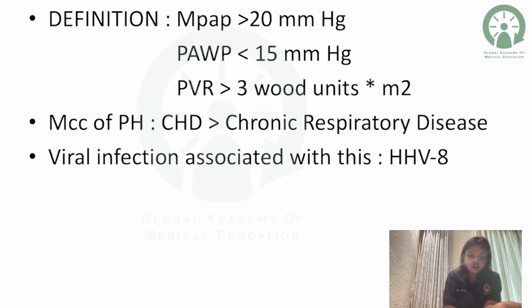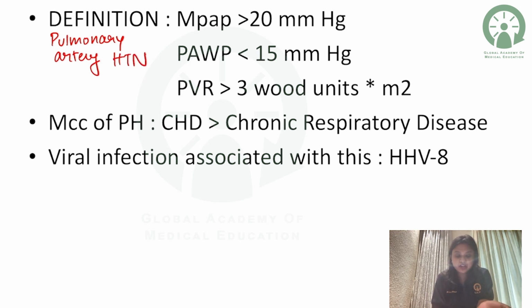Next, coming to the definition of pulmonary artery hypertension. The mean pulmonary artery pressure is more than 20 millimeters of mercury. This only comes in the question. Pulmonary artery wedge pressure is less than 15 millimeters of mercury, and pulmonary vascular resistance is more than 3 Wood units meter square. Even if you cannot remember the wedge pressure being less than 15 or the resistance being more than 3 Wood units, at least you need to remember that the mean pulmonary artery pressure is more than 20.